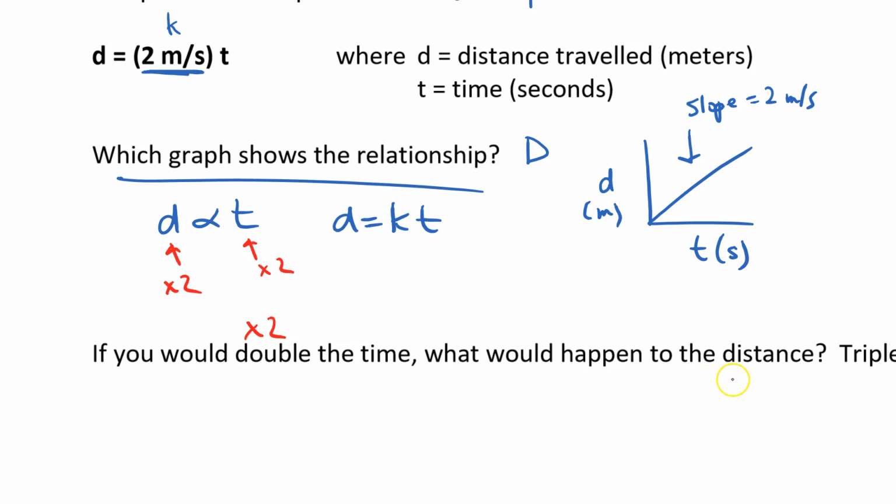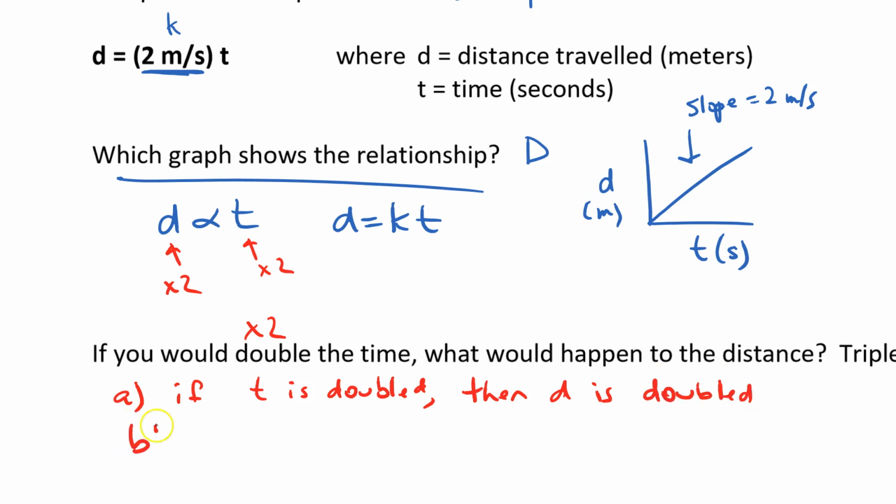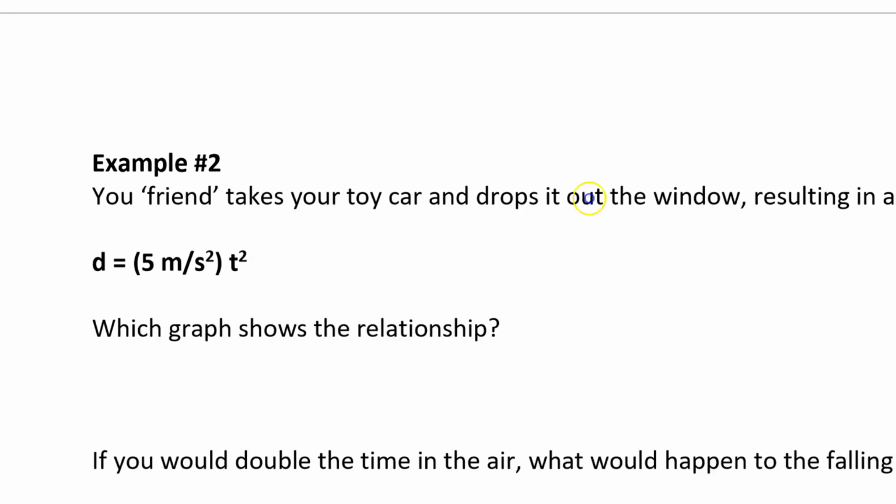The distance would double. So for part A, if t is doubled, then d is doubled. For part B, I don't want to write it all out. If the time is tripled, then the distance is tripled. d is also tripled. Okay, so that's how you could answer that. Pretty straightforward. Okay, moving on to the next page.